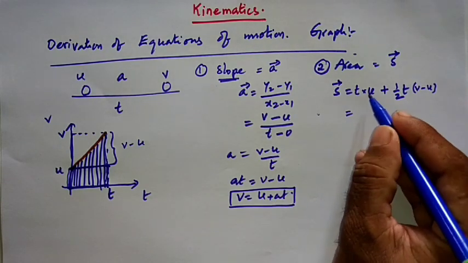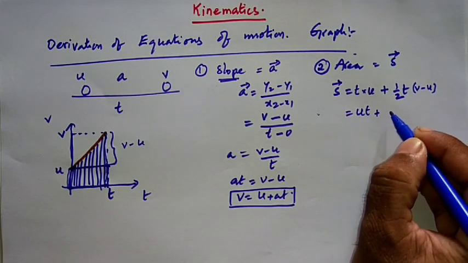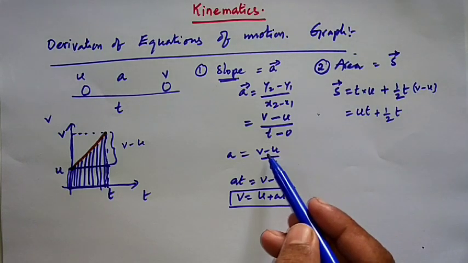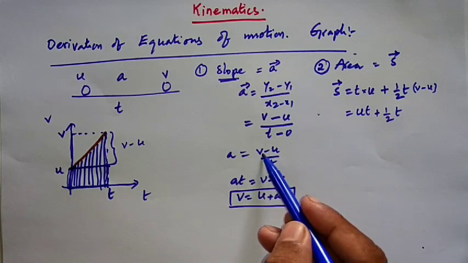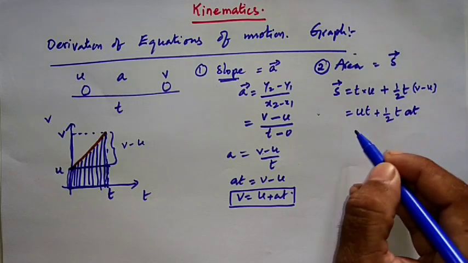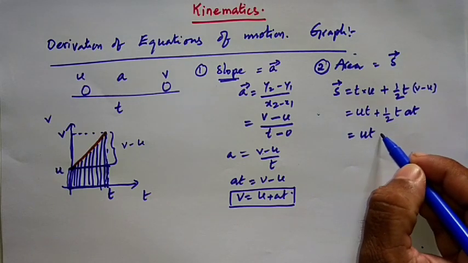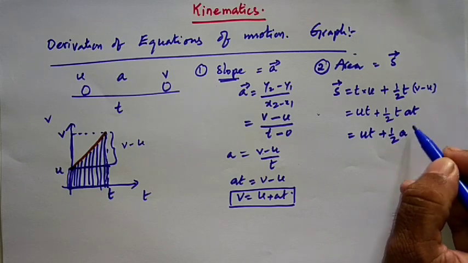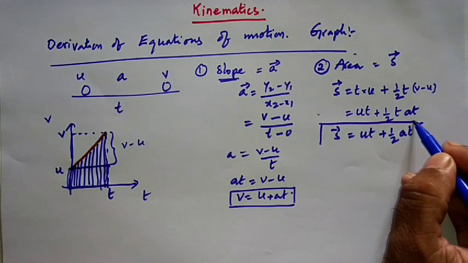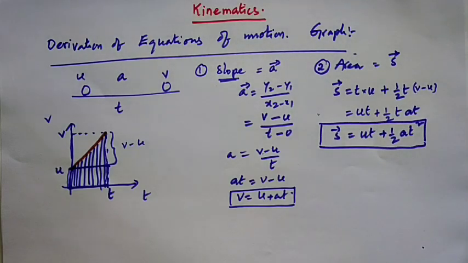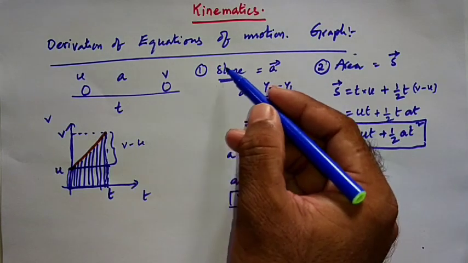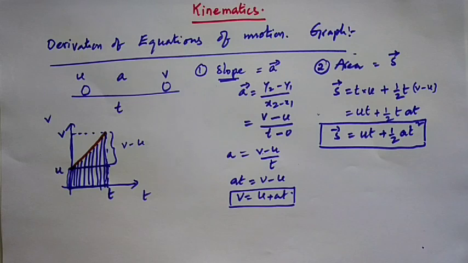Now this is u into t, ut, plus half into t into (v minus u). From this, v minus u is equal to a into t. Yes or no? Then I can write at. Then this will be equal to ut plus half at into t, that is half at squared. This is our displacement, the second equation of motion. Yes or no? Very simple. See, how easy it is from the graphs. We have calculated the slope, we have calculated the area, and we got it.